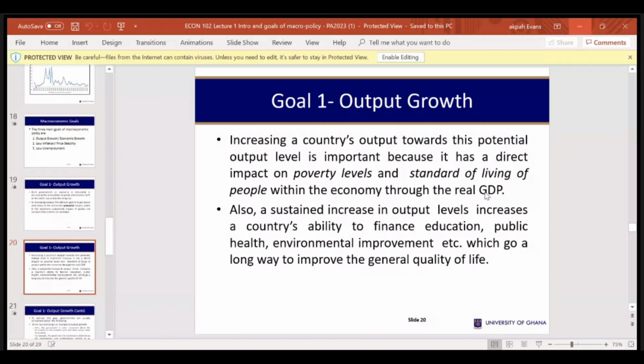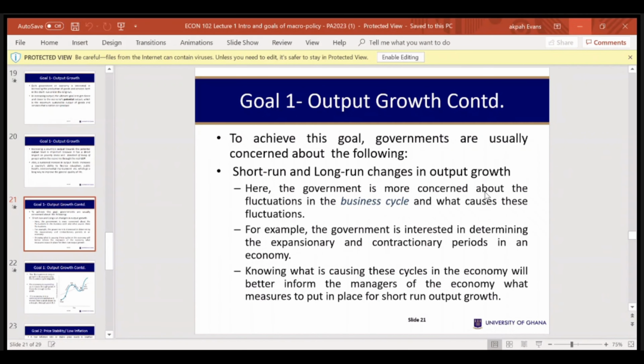Please, standard of living is the direct opposite of cost of living. When cost of living is increasing, your standard of living will fall. But if cost of living reduces, your standard of living will increase. Also, a sustained increase in output level increases the country's ability to finance education, public health, environmental improvement, etc., which go a long way to improve the general quality of life. The rest of these things are something you can really understand.